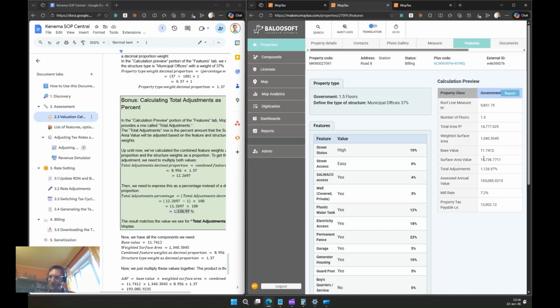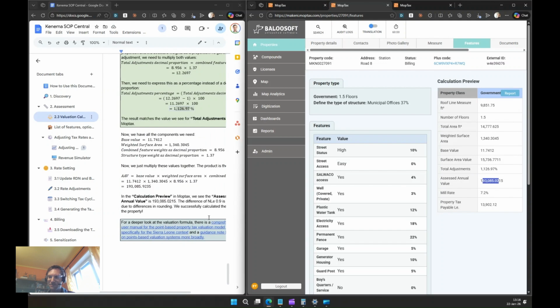If you want to understand the other components here, the surface area value is just multiplying the weighted surface area times the base value. If we multiply this number by this number, we get this number. Then if we take this number and adjust it by this percentage, 1,126.97%, we get the assessed annual value, and that's what we calculated. Hopefully this makes sense.